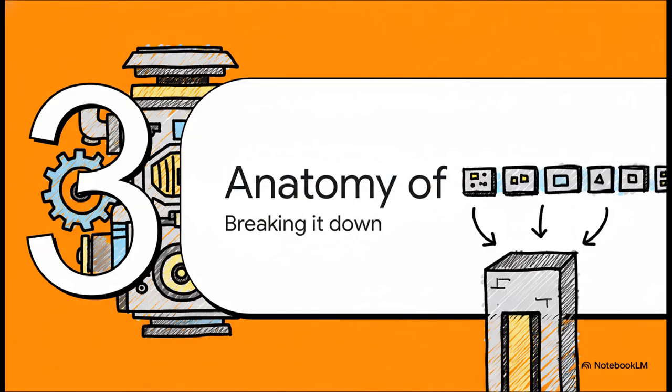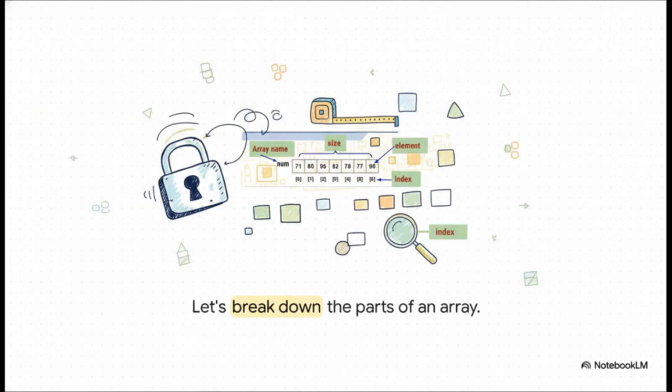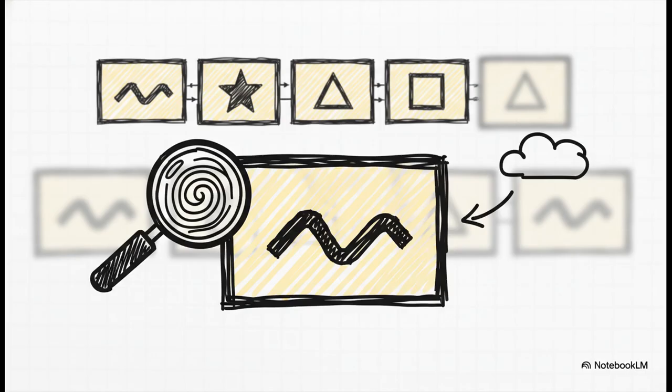Okay, we know what it is. Now let's pop the hood and take a look at the different parts. Let's really see how this thing works from the inside out. Okay, this diagram right here is perfect. It gives us a great visual of what we're talking about. We've got this single container holding a bunch of different numbers, each in its own little compartment. We're going to break down every single piece you see here. First up, the element. This one's easy. The elements are just the stuff, the actual data you want to store. In our example, it's the test scores themselves, 71, 80, 85, and so on.